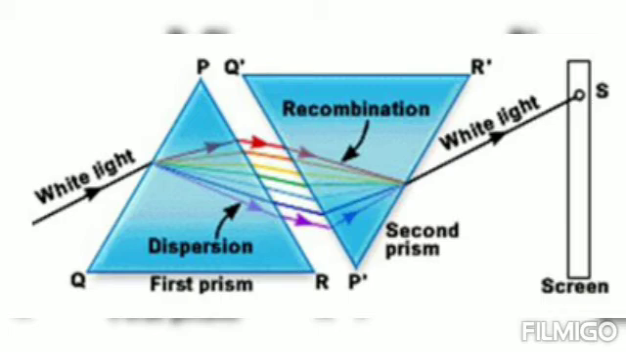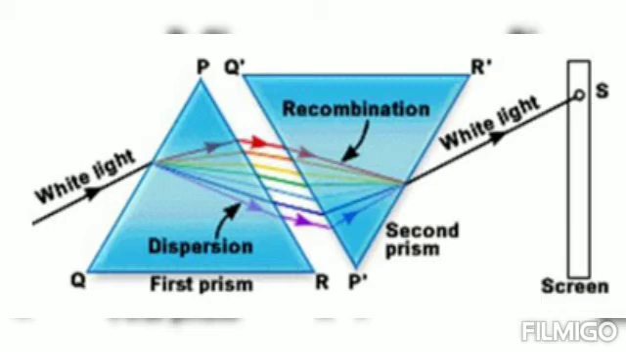As in the first figure, you can see that when white light is thrown on the first surface of the first prism, the 7 colors come out of the prism. You can see the 7 colors are there.